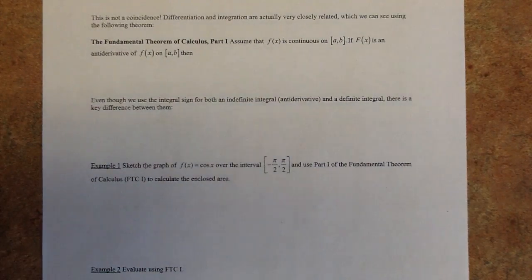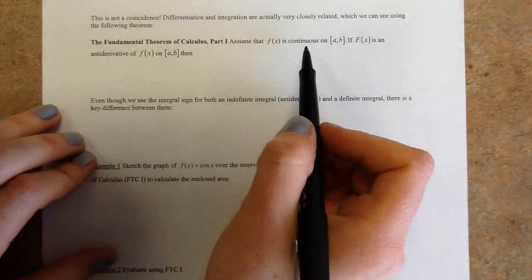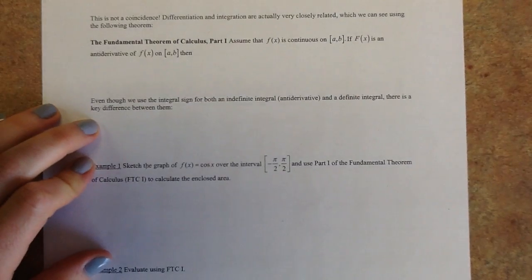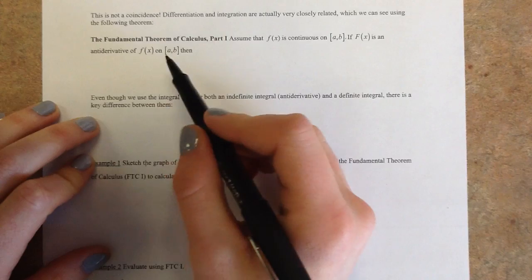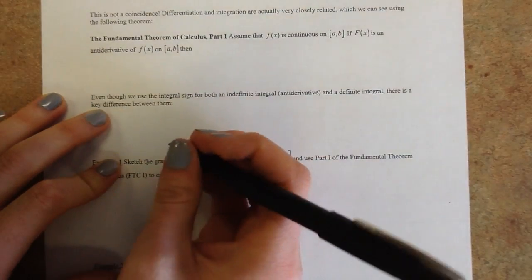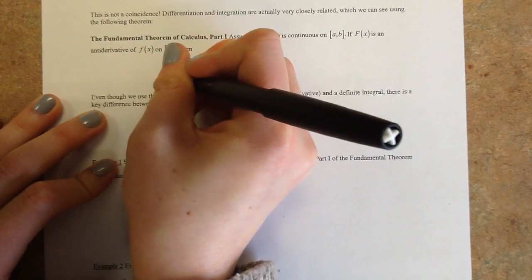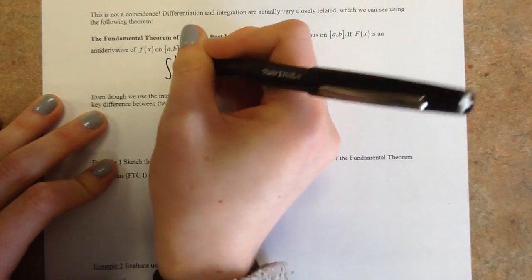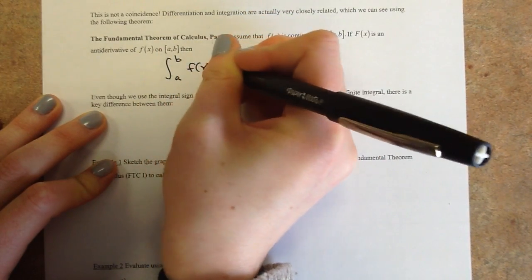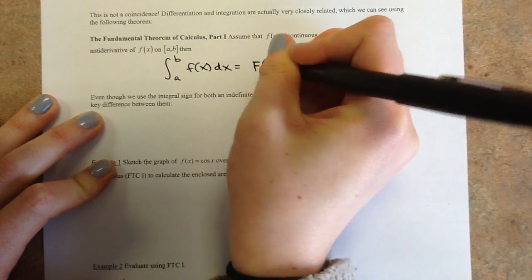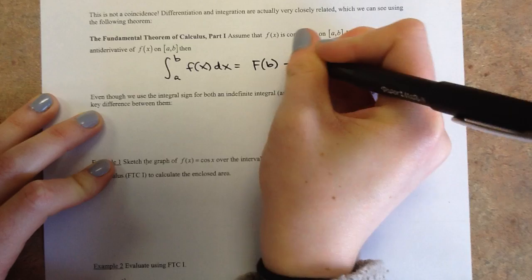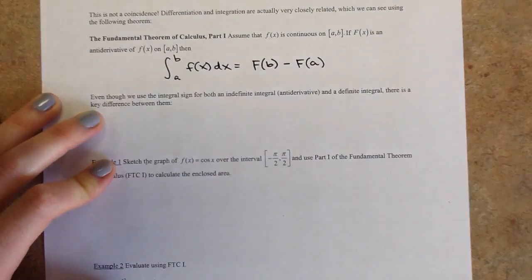Okay, so the fundamental theorem, here it is. Assume that f of x is continuous. We know that continuity is usually a huge part of a lot of these theorems. If capital F of x is an antiderivative of little f on a to b, here's what this says. The integral from a to b of f of x is equal to the antiderivative with the upper bound plugged in minus the antiderivative with the lower bound plugged in.